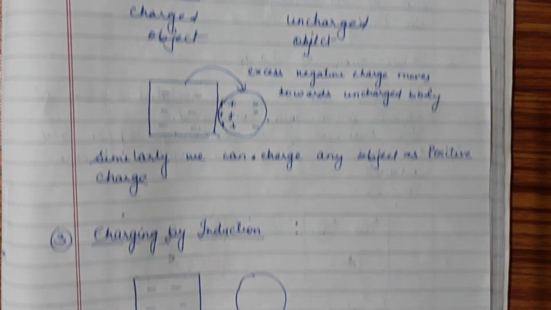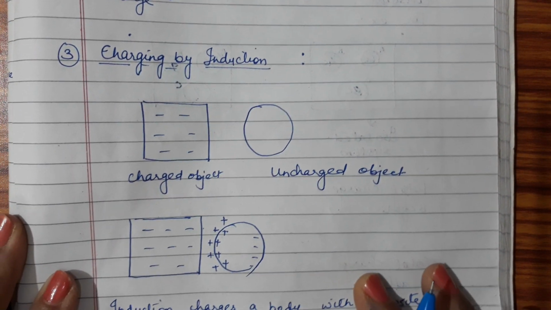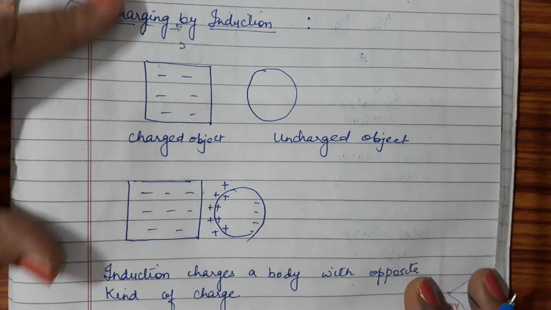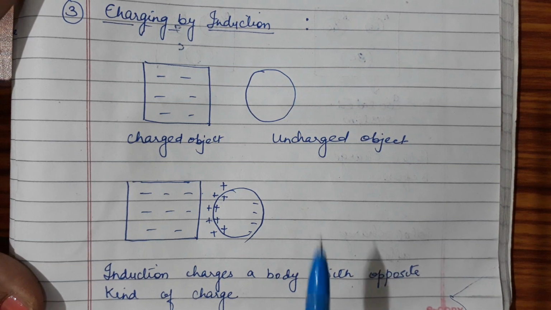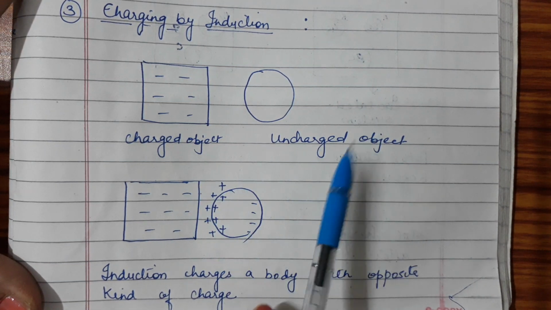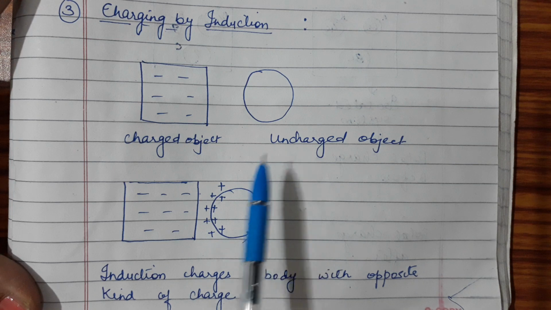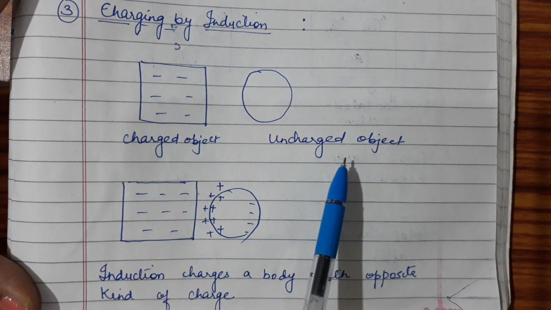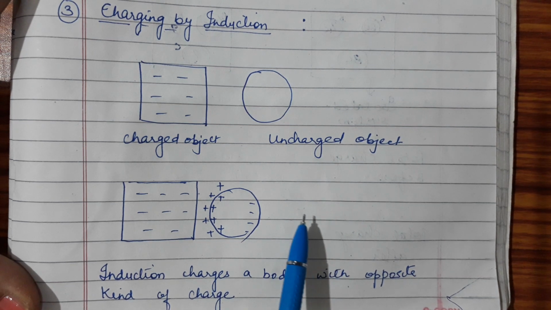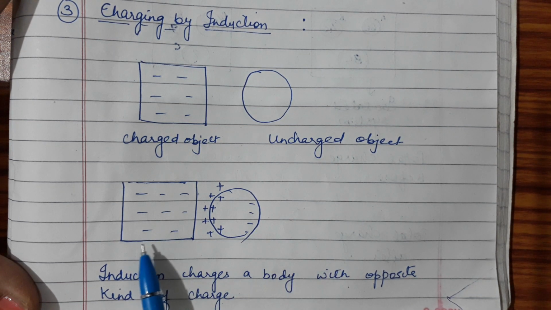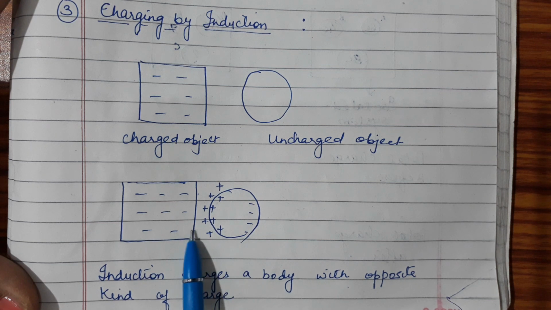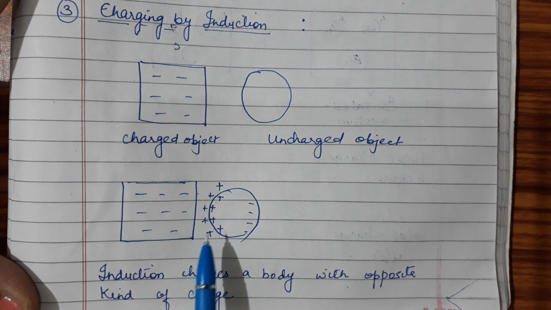Another method is charging by induction. In charging by induction, there is actually no contact between the charged object and the uncharged object. We take a charged object and an uncharged object and bring them close, but they don't have any contact in between. So what happens?